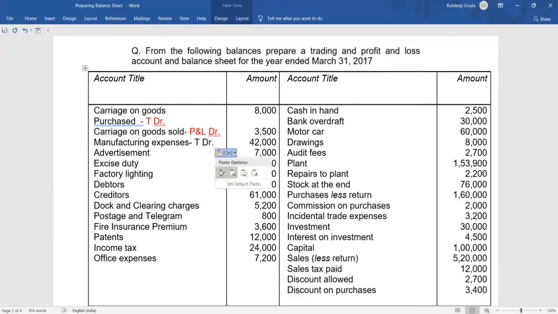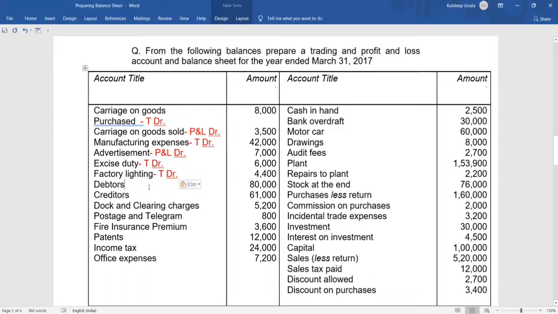Then coming to the next one, advertisement. Advertisement will come in the profit and loss account. Okay, it will come in the profit and loss account. Then excise duty. Excise duty refers to the charges you pay for bringing the goods into your business for production. Okay, that is why it will come in the trading account debit side. Then coming to the next one, again factory lighting, trading account debit side.